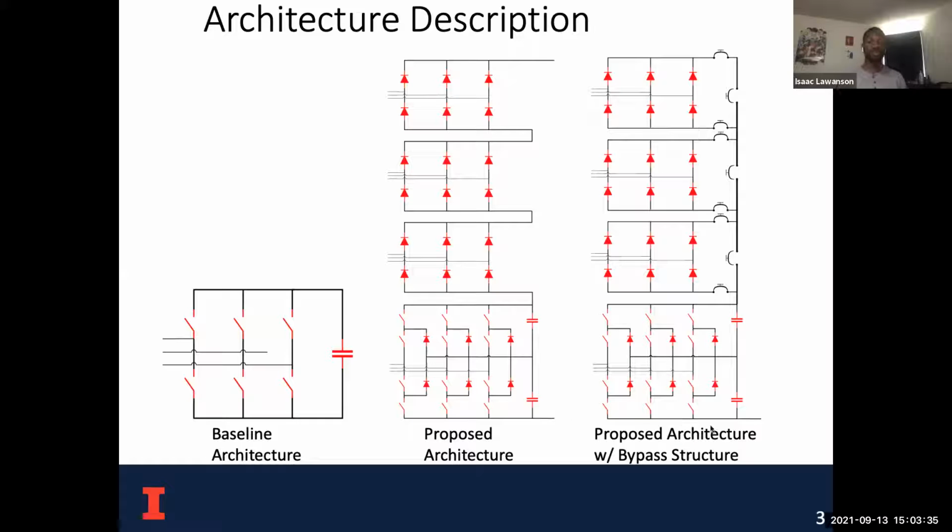But for the proposed architecture with bypass, what's interesting is that if any of the components in this active rectifier region fails, then the system has failed. But if one of these diodes in one of these 3 passive rectifiers fails, the system can still operate because of these bypass switches. And the advantage of having these passive rectifiers is that we're reducing the voltage that is seen by the active rectifier, and therefore reducing the failure rate of the components in the active rectifier.